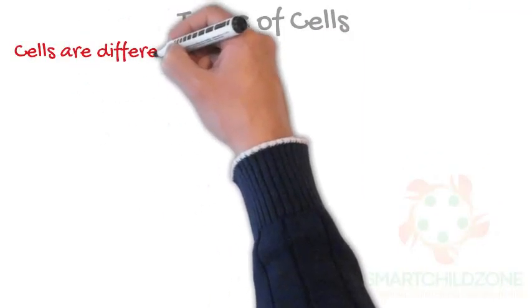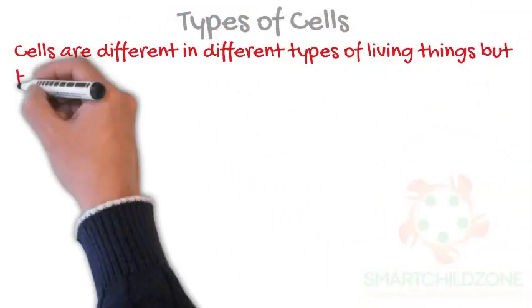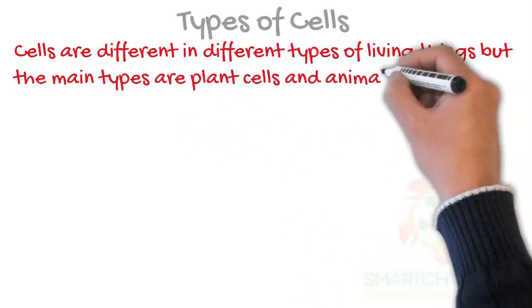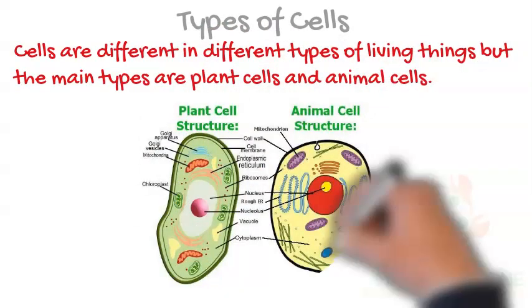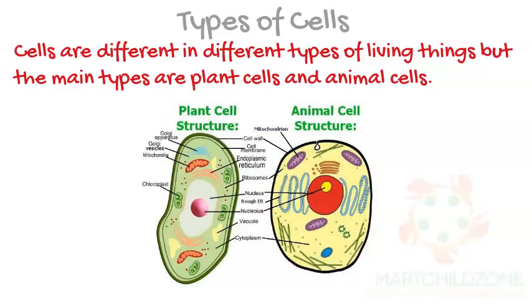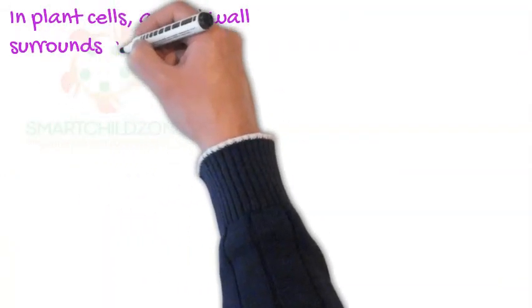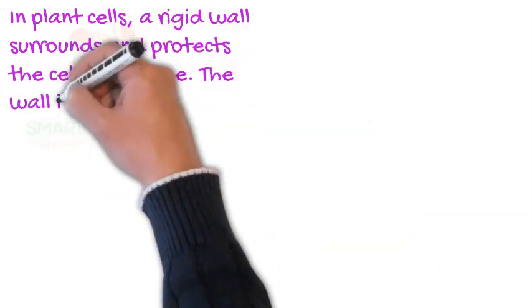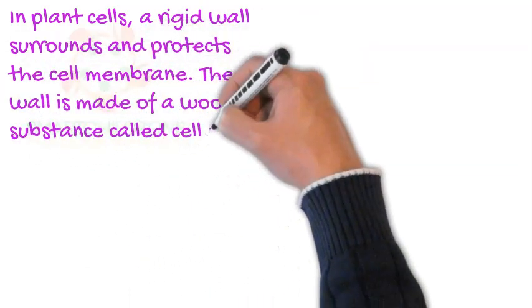Types of cells. Cells are different in different types of living things, but the main types are plant cells and animal cells. In plant cells, a rigid wall surrounds and protects the cell membrane. The wall is made of a woody substance called cellulose.